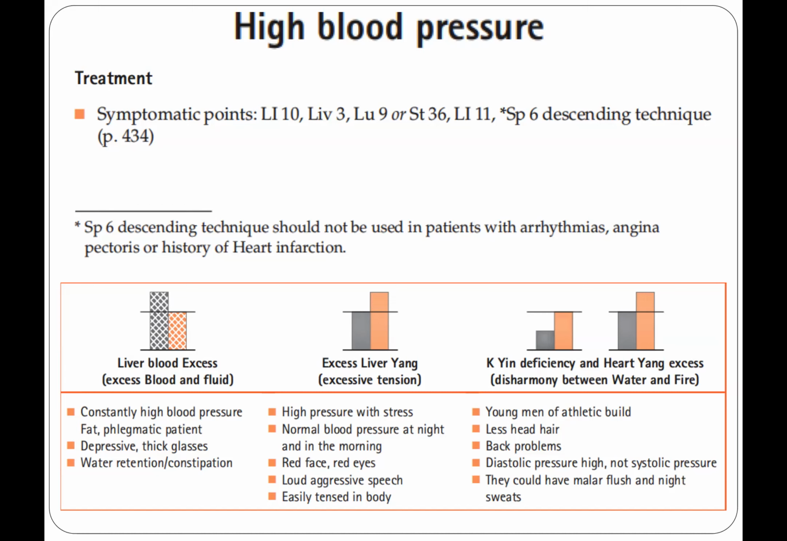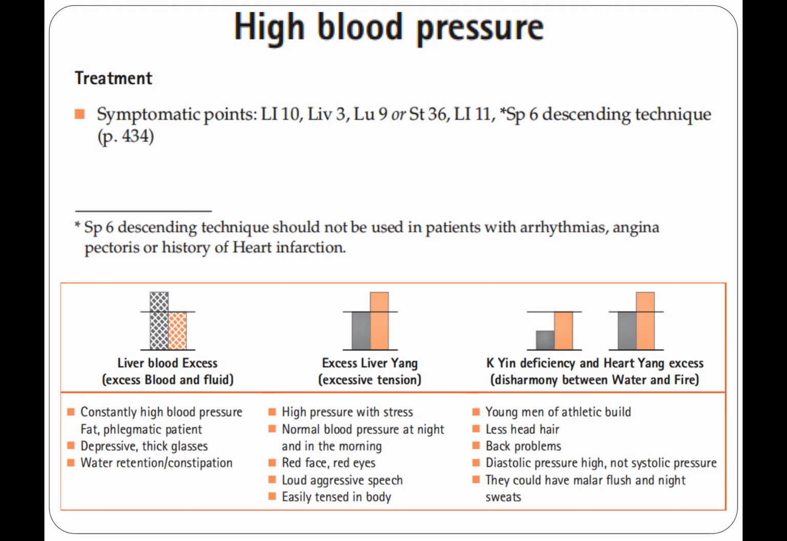Pag liver yang, excessive tension. So tumataas po yung init, yung yang. So mayroon po siyang high blood pressure with stress. Yung pag may mga stress, tumataas. Tapos normal blood pressure at night and in the morning. So pag calm na yung panahon, malamig, normal ang blood pressure. Yung face po niya ay red at saka mayroon rin siyang red eyes. Pag pakinggan niyo ang kanyang speech ay very loud. Then easily tense in body.